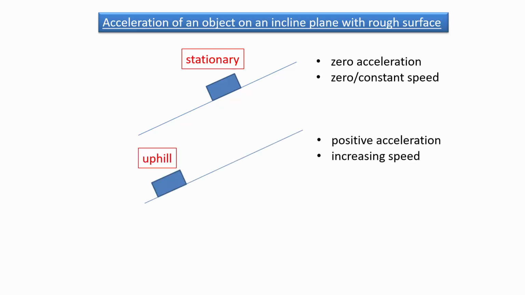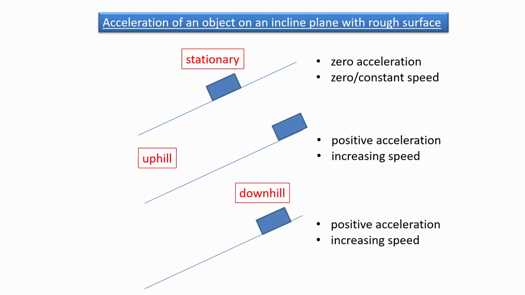Another possibility is that, depending on the net forces acting on the object, there will be positive acceleration uphill, and that will mean increasing speed. And the third possibility is that the net forces will make the object move downhill, and that will mean again positive acceleration and increasing speed.